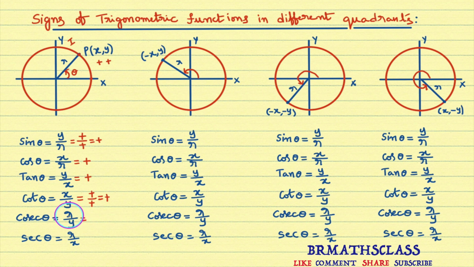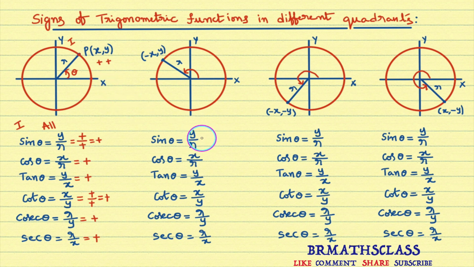Okay. Here, in the first quadrant, r is always positive. y is positive, positive divided by positive is positive. x is positive, positive divided by positive is positive. That's why in the first quadrant, all trigonometric functions are positive.